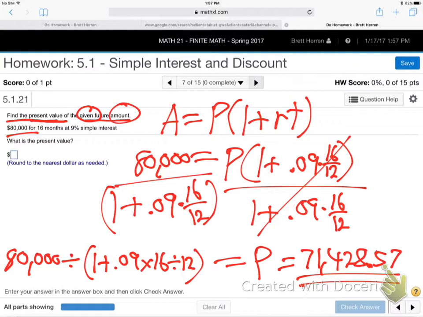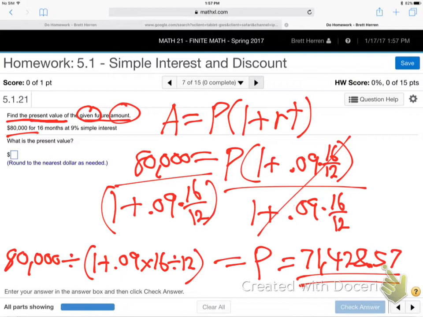We good there? So grab me after if I can help, or people nearby you. Everybody got that answer written down? 71,428.57. That was the lower amount, right? That was the money put in the bank that grew to become 80,000 later. The principal investment grew to be 80.